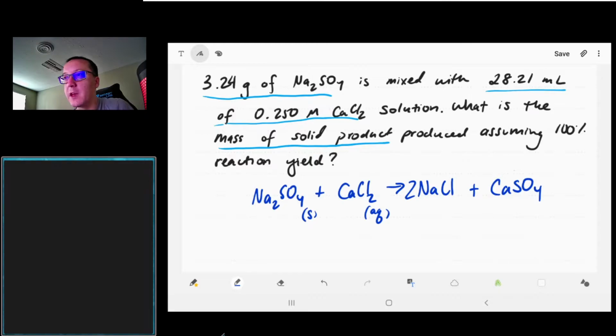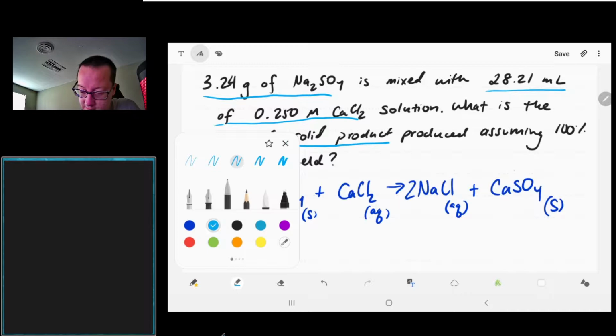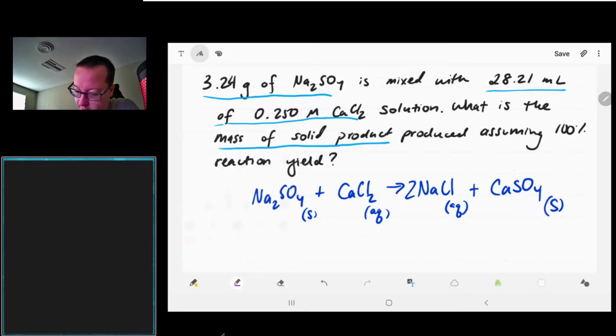So sodium sulfate being ionic should be a solid at room temperature. And then the other one is aqueous, because we're given that it's a solution. As chemists, of course, we should be able to predict the solubility of our products here. Sodium chloride we should get is soluble, and then we're going to see that the calcium sulfate there should be insoluble. So since we're asked for the mass of the solid product, that's going to be this one here.